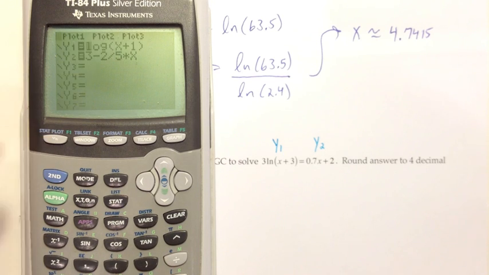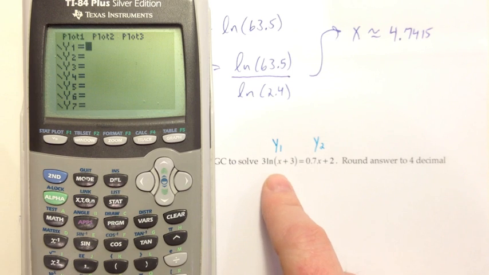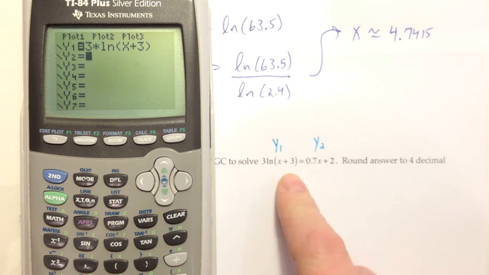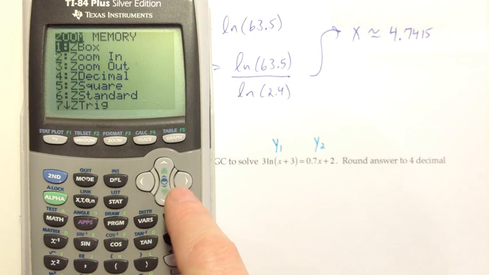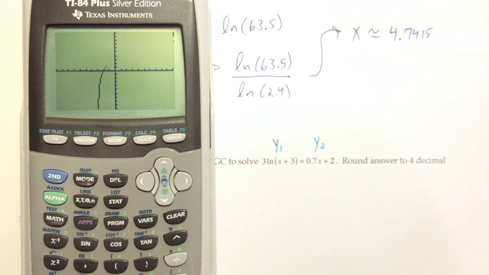I'm going to go into the y equals menu. I happen to have a couple old functions there, so I'll clear those out. For y1, I'm going to do the left side, 3 times the natural log of x plus 3, and press enter. So I've got the left side for y1, and for y2, 0.7 times x plus 2, and press enter and lock that one in. Now I don't know where the intersection is going to be, so I'll start off by hitting zoom and standard, which will give a negative 10 to 10 and negative 10 to 10 window for both x and y. And we'll see our graphs.